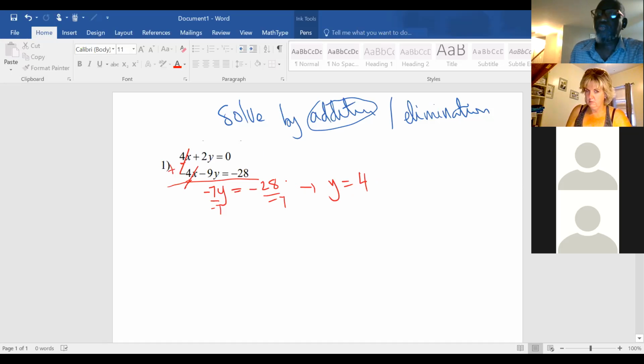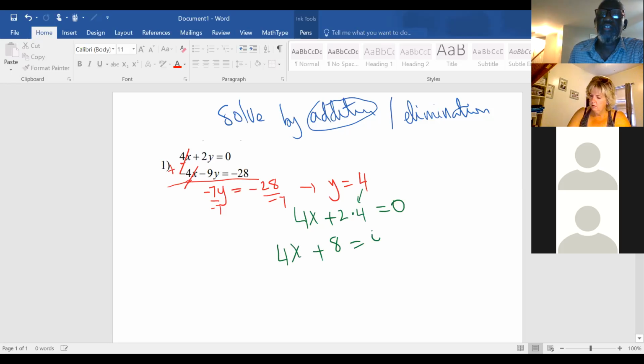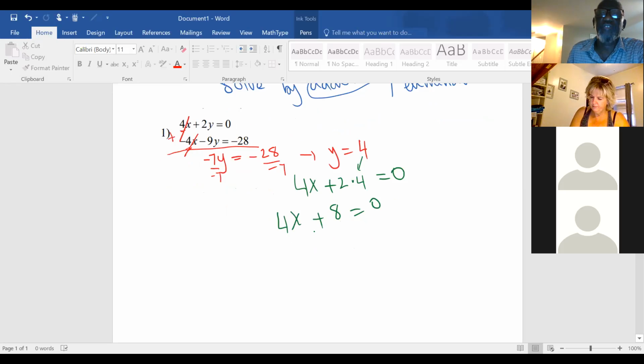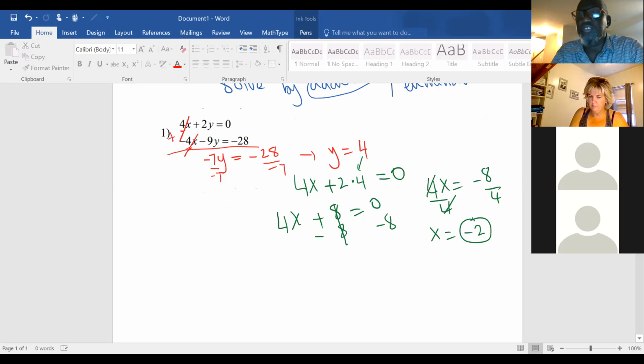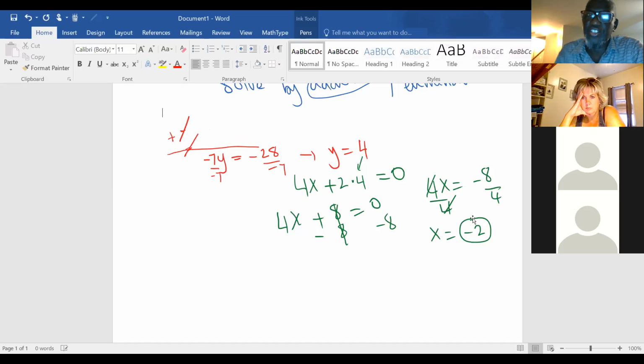It doesn't matter which one we choose, both will work. In general, we'll go with the easy one, the one we think is the easiest. The 4x plus 2y equals 0, you see, I put y here, 2 times 4 equals 8. So we get 4x plus 8 equals 0, right? We're going to subtract 8 from both sides. So we get 4x is equal to -8, and then we divide by 4. So we get x equal -2. All right. So this is the elimination or the addition method, right?